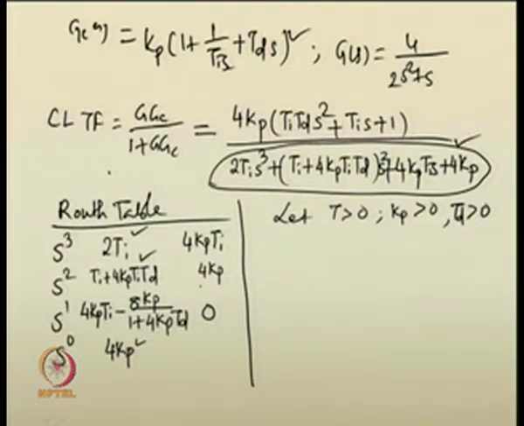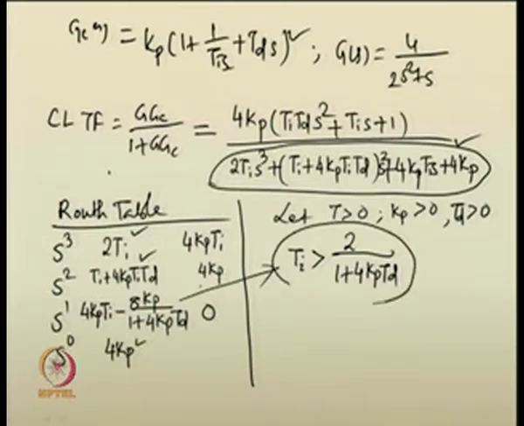What about this coefficient? This will be positive provided Ti is greater than 2 upon 1 plus 4 Kp Td. So, this can be expressed in this form. When Ti is greater than 2 upon 1 plus 4 Kp Td, in that case the coefficients of the first column will be positive, thus implying that the closed loop system will have a stable time response. It will not blow out.